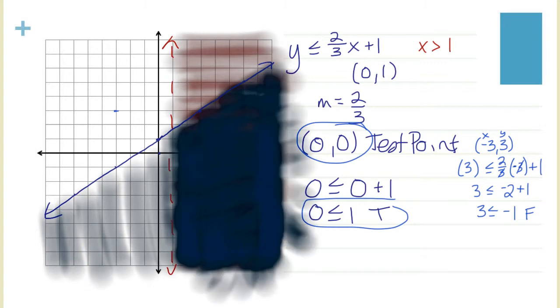So the answer to the blue question is where the blue is. The answer to the red question is where the red is. The answer to both of them is where they overlap. So just make sure it's really clear if somebody's trying to read this, where your answer is. I could do more, but that's it.